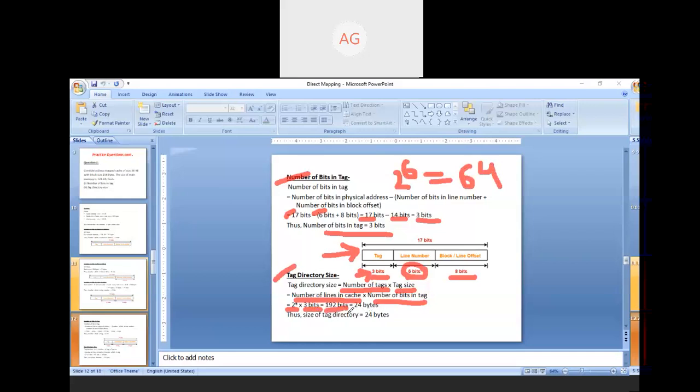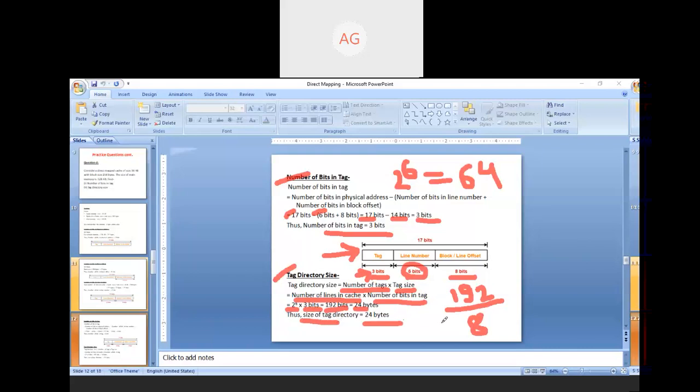By multiplying we get the answer 192. This answer is in bits, so you need to convert it into a higher memory unit. 192 is divided by 8, which comes to 24 bytes. So this means the size of the tag directory is 24 bytes.